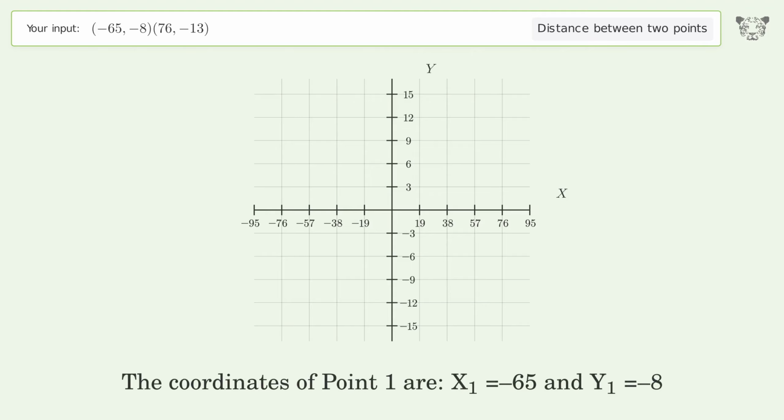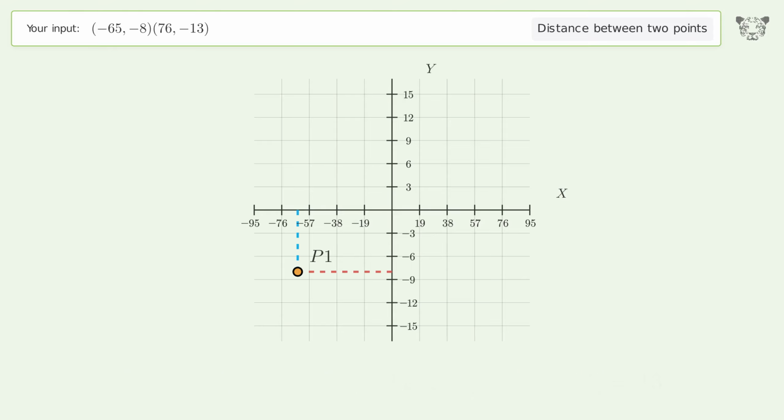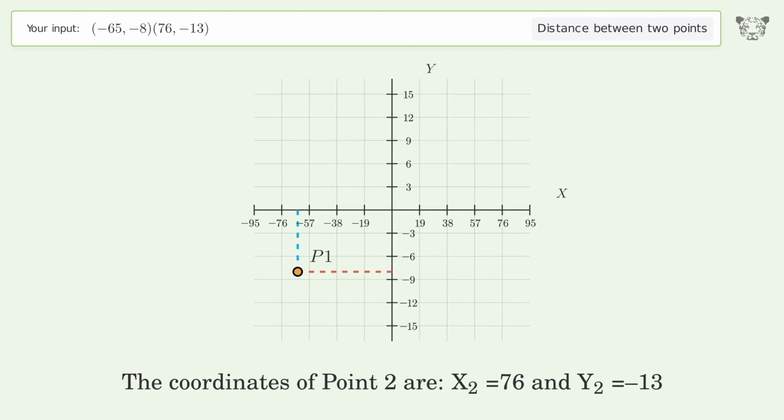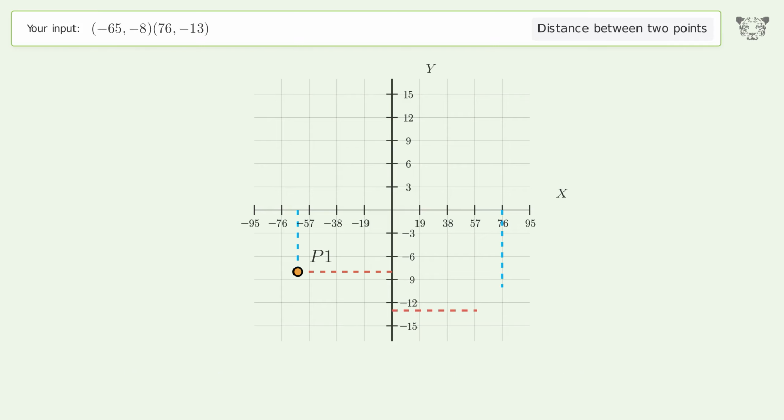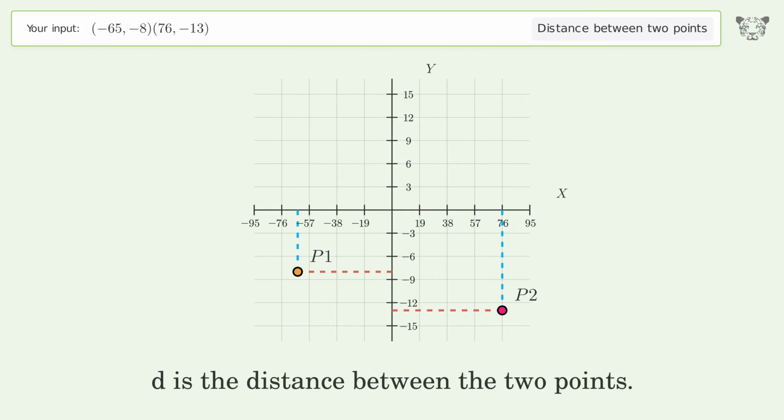The coordinates of point 1 are x1 equals -65 and y1 equals -8. The coordinates of point 2 are x2 equals 76 and y2 equals -13. D is the distance between the 2 points.